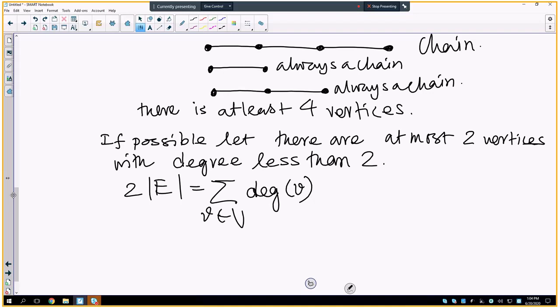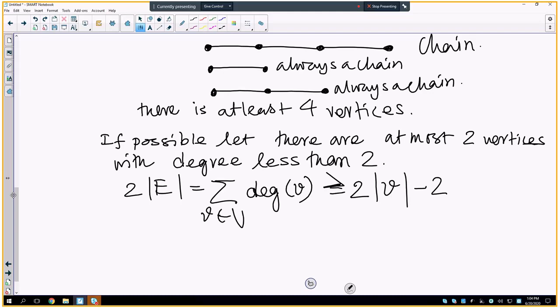Now remember, each vertex has a degree 2 or up, so I can say this is equal to 2 times the cardinality of the vertex set, at least degree 2 or up, so greater than or equal to 2. But there are 2 vertices with degree less than 2, so I'm going to go ahead and say that minus 2.